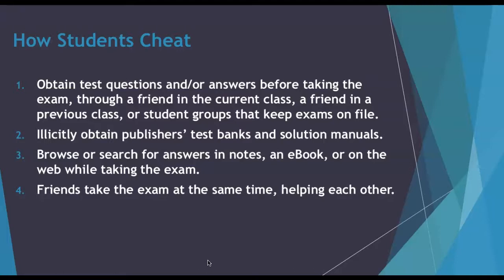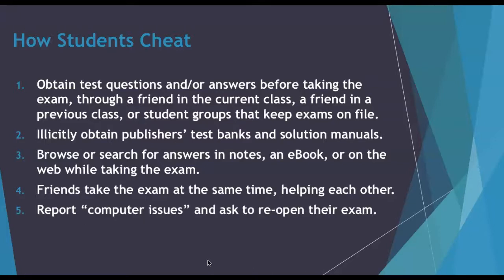Friends may take the exam at the same time, helping each other. Maybe they have the exams open on their laptops, but they're FaceTiming in a group on their phones, and they're taking the exams together. Or students may report quote-unquote computer issues when they don't actually experience those computer issues, and then ask to reopen their exam after seeing all of the exam questions. These are just some of the ways in which students may cheat, and I'd like to make some suggestions for how we might build exams such that these cheating measures are more difficult.